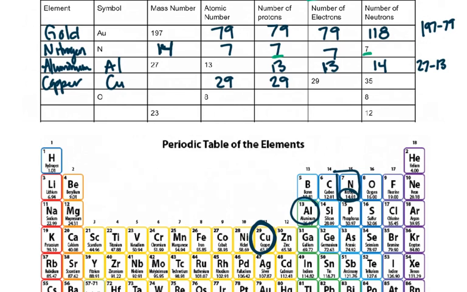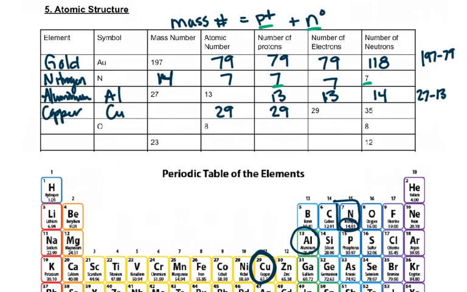So finally, I need to do the mass number. Remember, mass number here is protons plus neutrons, so 29 plus 35 is 64. And so forth. Continue on the rest of the table.